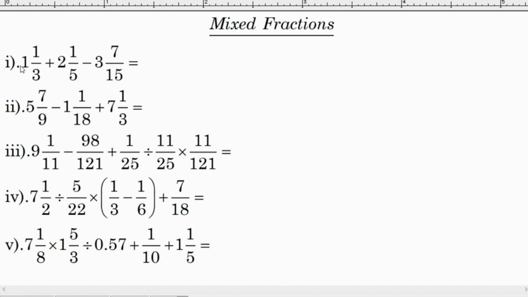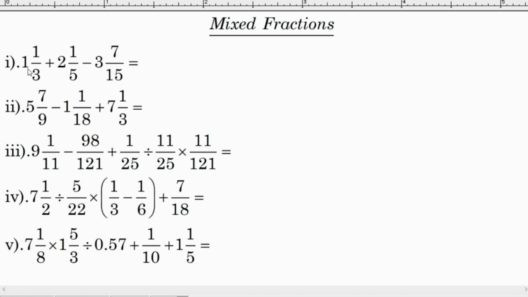Question number 1: we have 1 and 1/3 plus 2 and 1/5 minus 3 and 7/15. Before we can solve these questions, I want to explain what a mixed fraction is.